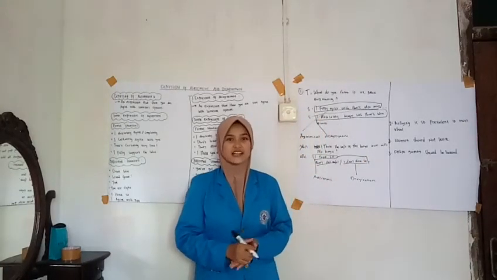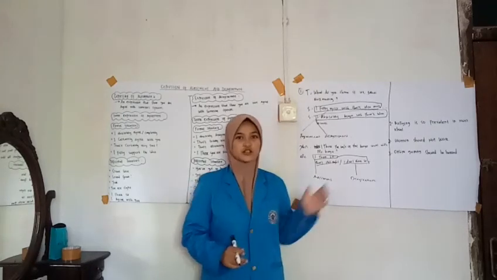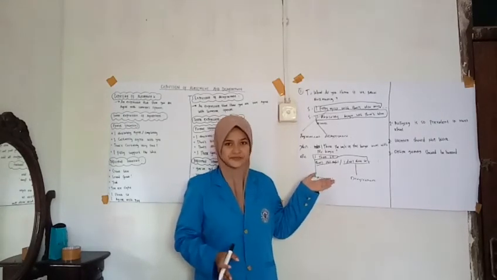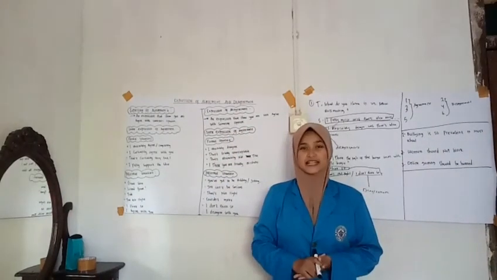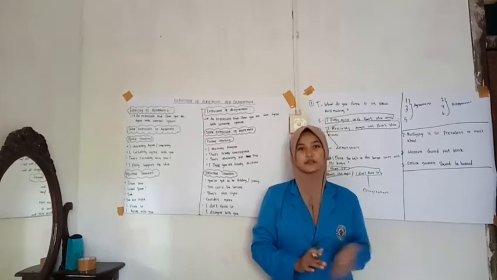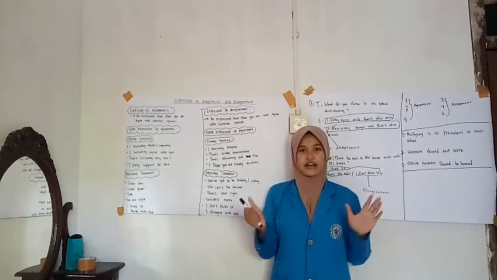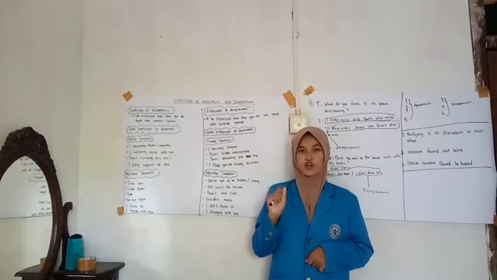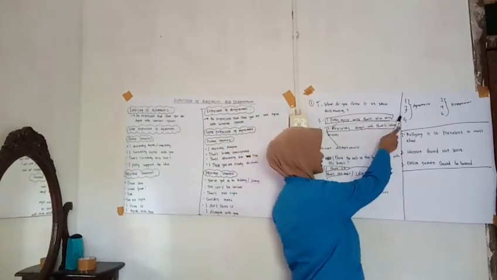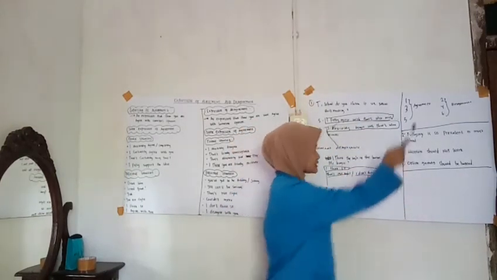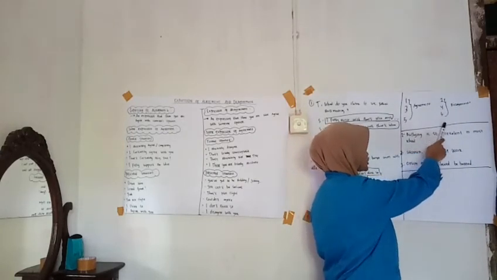Okay class, any questions so far? If not, we are going to the next practice. Okay class, your assessment will be done next week. I divide you into 5 groups, with 5 members in each group. Group 1, Group 3, and Group 5, you get agreement. And Group 2, Group 4, and Group 6, you get disagreement.